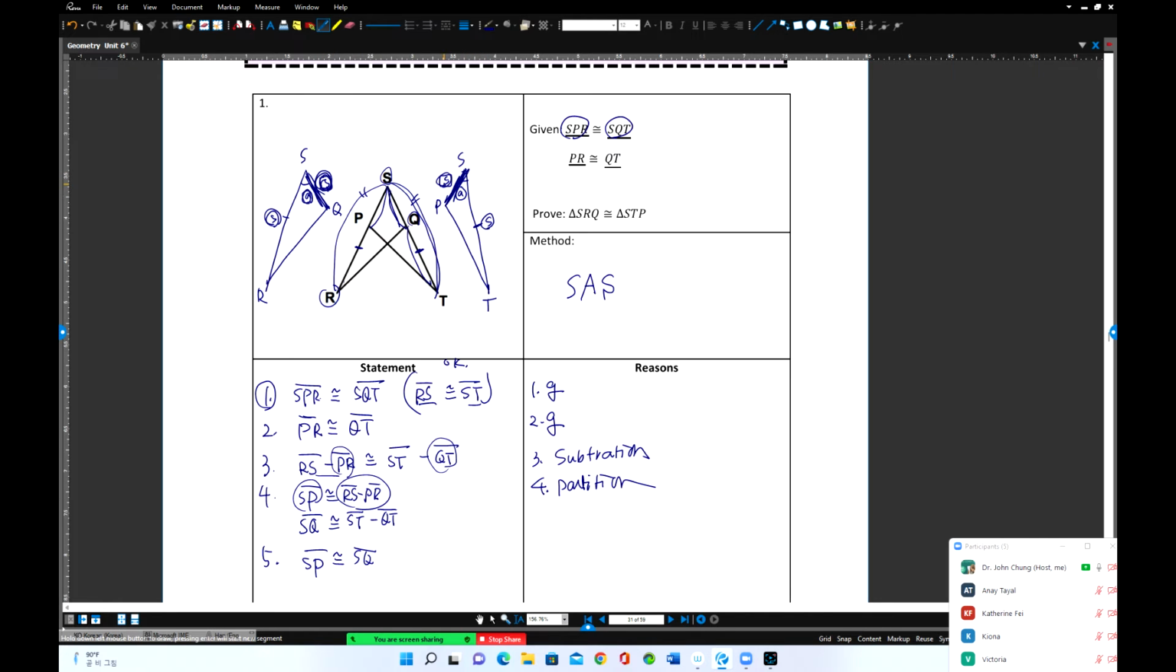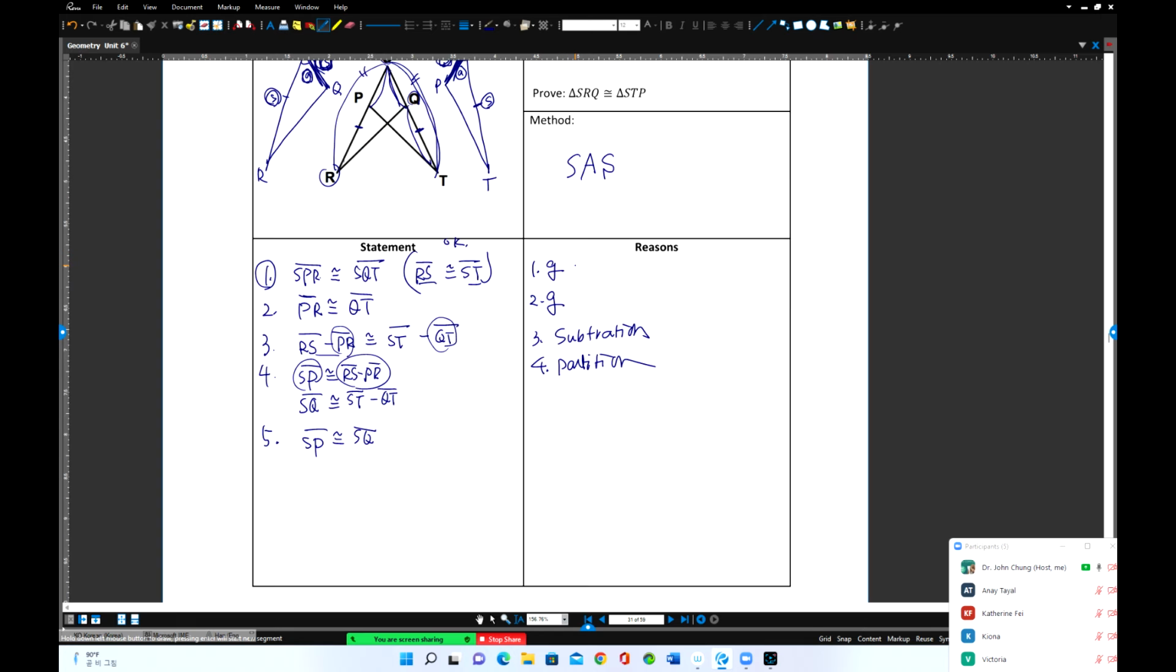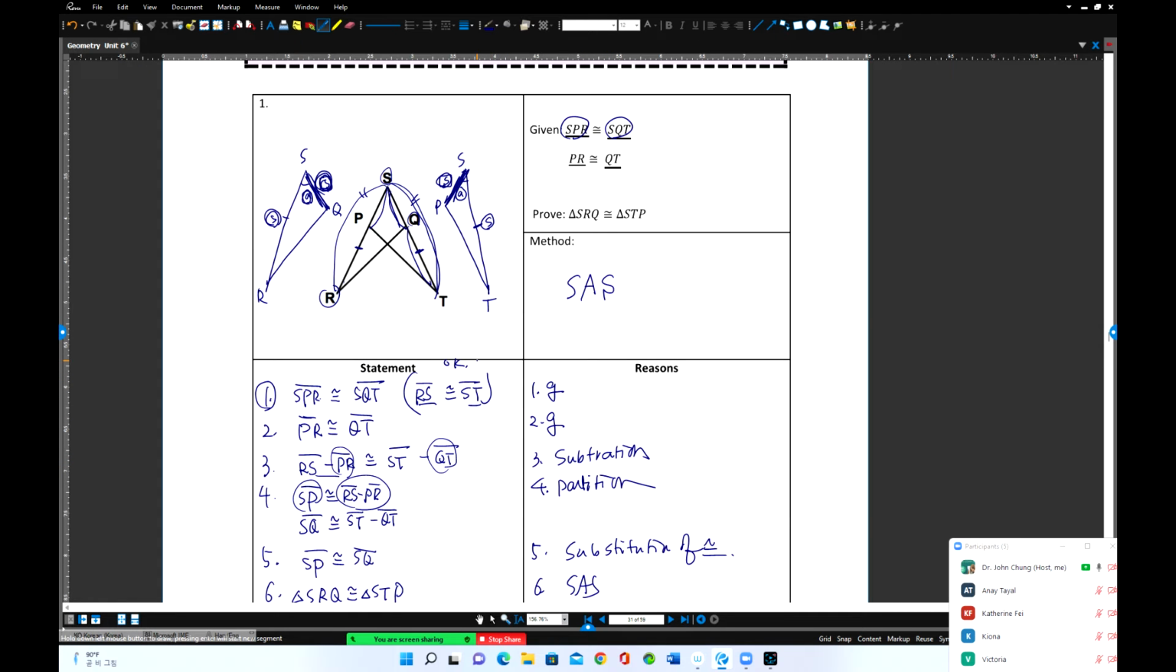So side, angle, side, everything we got. Okay. So number 5 is what? Substitution, right? Of congruence. Now you can say triangle SRQ congruent triangle STP. But this is what? Side, angle, side. Okay? That is overlapping. But this time we better separate the figures. It's okay? Yeah. Not always, okay?